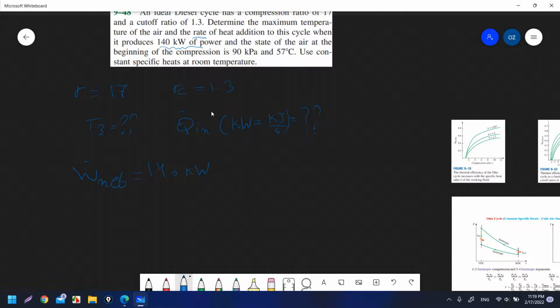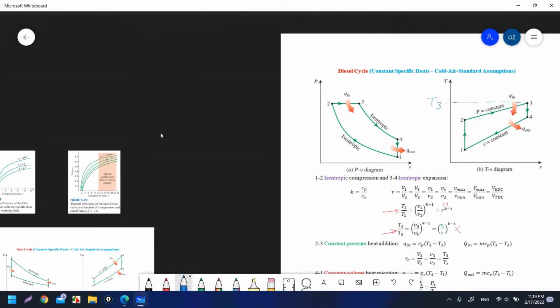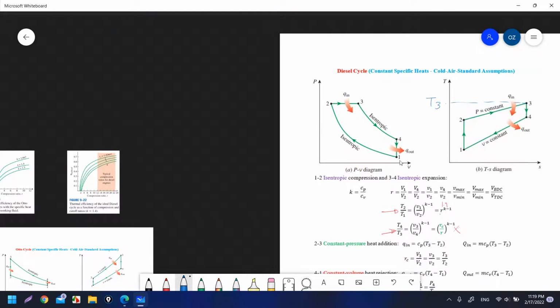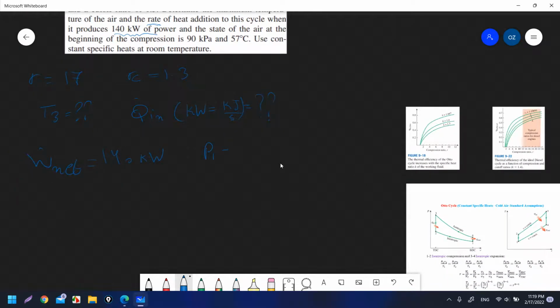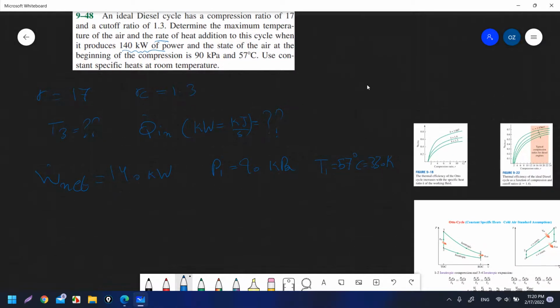And the state of the air at the beginning of the compression, so at state 1 here, we have a pressure P1 is equal to 90 kilopascal, and a temperature T1 is 57 degrees Celsius and equals 330 Kelvin. Okay, use constant specific heats at room temperature. Okay, we will use the constant specific heats.